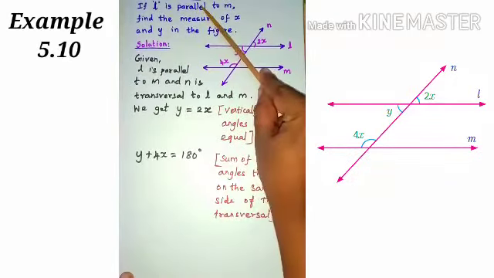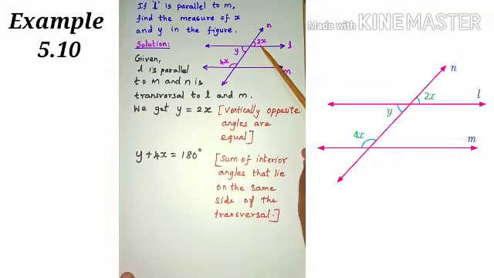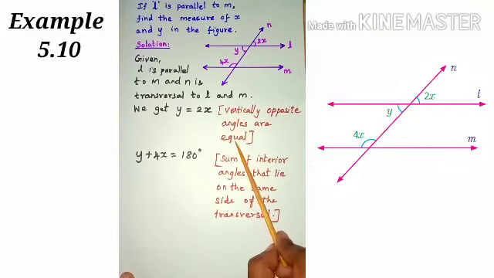Now students, example 5.10. Here L is parallel to M, that is L and M are parallel lines, and N is a transversal to L and M. And here we have to find the values of X and Y. Now by using this transversal, we know that here Y and 2X are vertically opposite angles. We know that vertically opposite angles are of equal measure. So we can equate Y and 2X, that is Y is equal to 2X, because vertically opposite angles are equal.